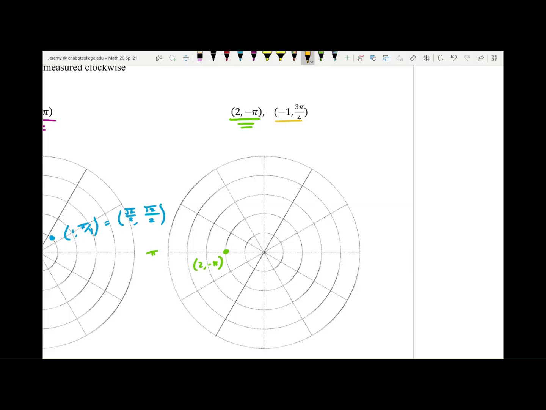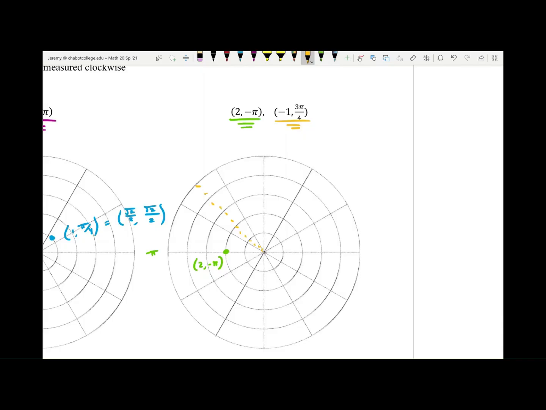All right, and then just one more. This ordered pair (-1, 3π/4). So here we've got a negative radius, right? So we have to do that thing where we go in the opposite direction of the ray defined by this theta value. So first, 3π/4, where is that? There's 0, π/4, 2π/4, and then 3π/4 is that ray right there.